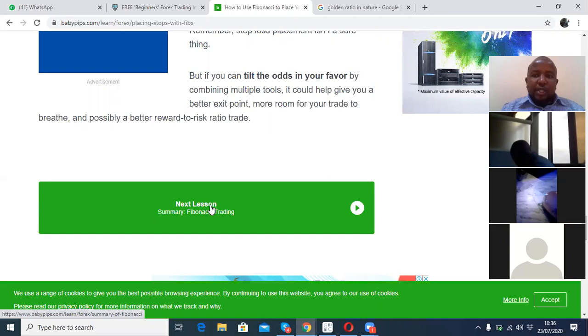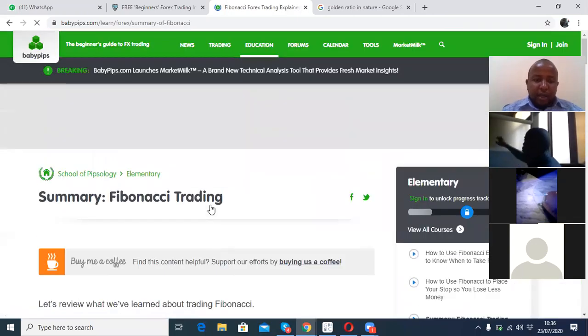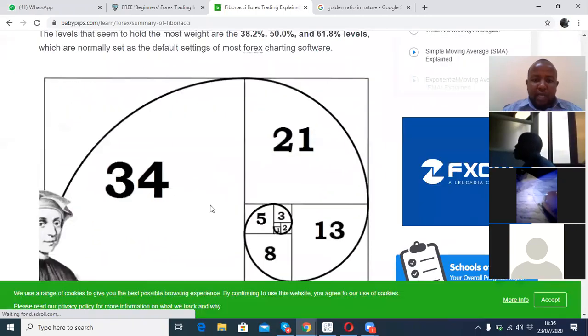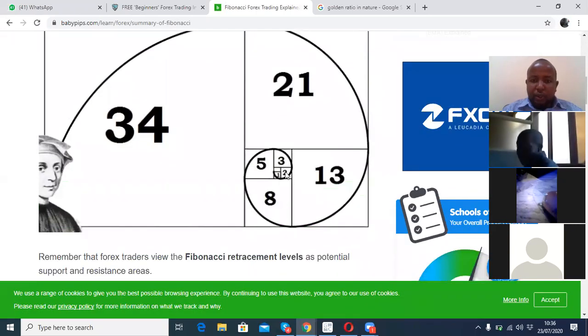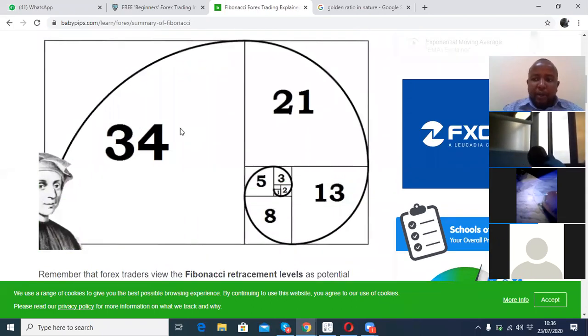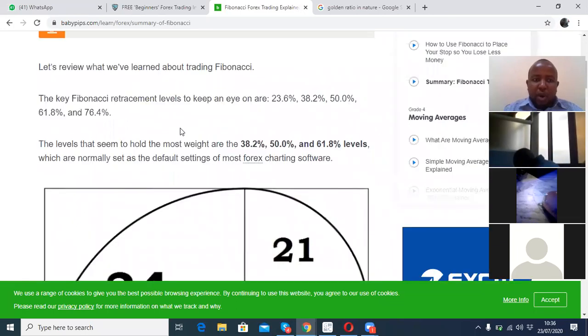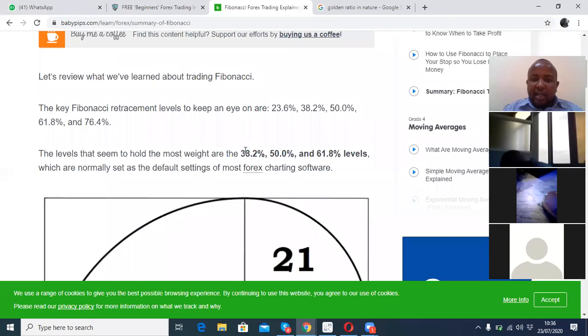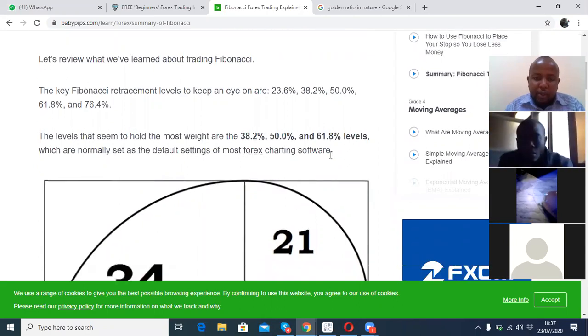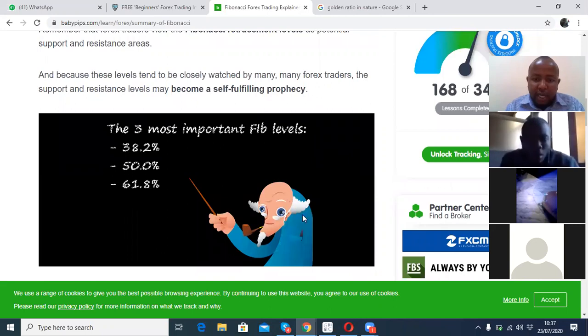So then let's do the summary of Fibo trading. Fibo looks like this: 1, 2, 3, 5, 8, 13, 21, and 34. So it's a spiral, it looks like this. The levels that seem to hold the most weight are 38.2%, 50.0%, and 61.8%. So I need you to note once again that the levels that are holding more weight are 38.2%, 50.0%, and 61.8%.